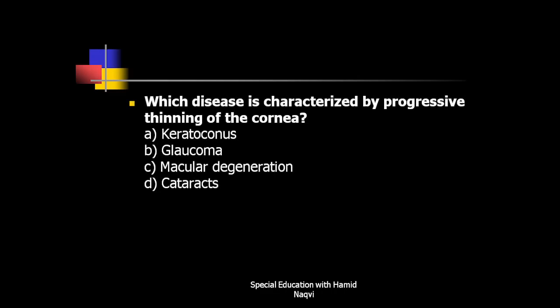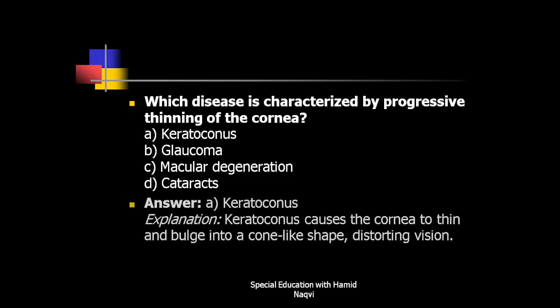Next is, which disease is characterized by progressive thinning of the cornea? Keratoconus, glaucoma, macular degeneration, or cataract? The answer is keratoconus. Keratoconus causes the cornea to thin and bulge into a cone-like shape, distorting vision.